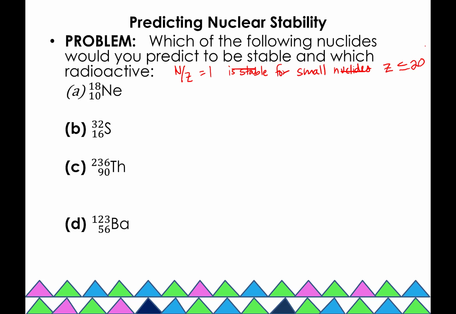So in this case, Z is 10. This is neon. And our mass number, A, is 18. So our number of neutrons is 8 because 18 minus 10 is our number of neutrons, which is 8. So when we calculate this N/Z ratio, it's 0.8, which is less than 1. So this is not stable.